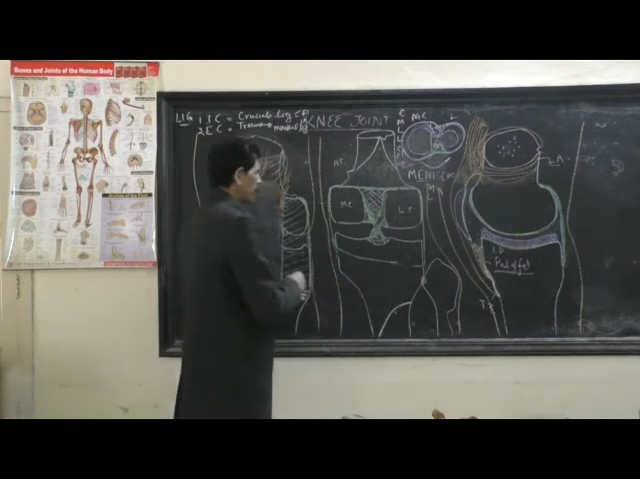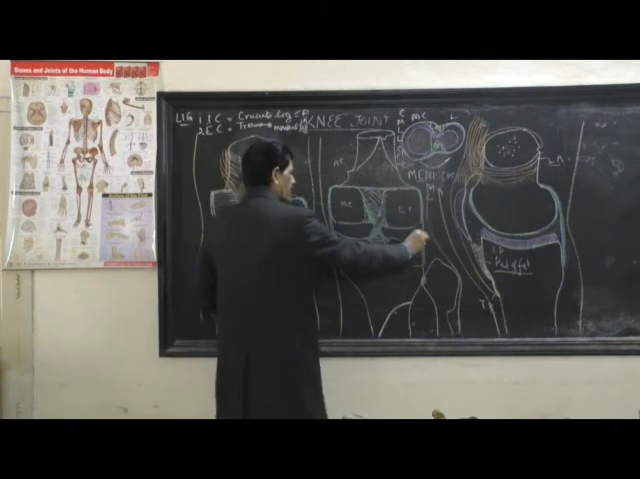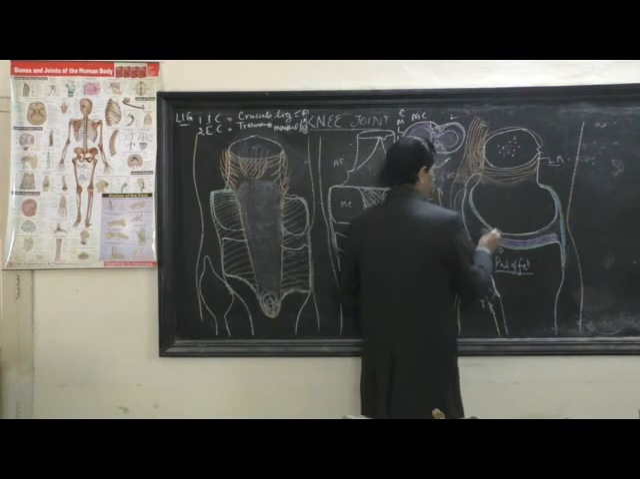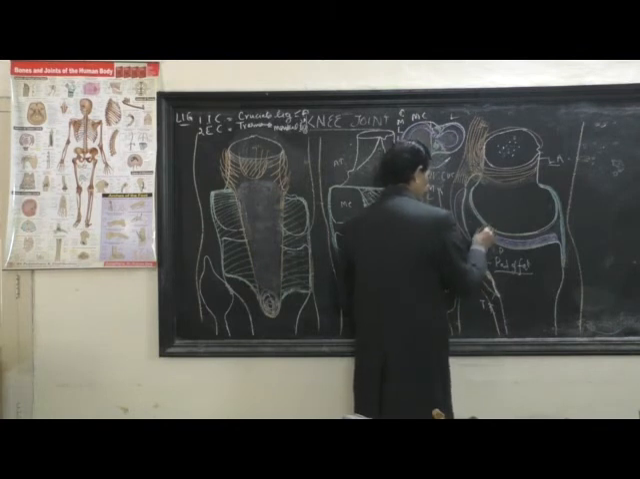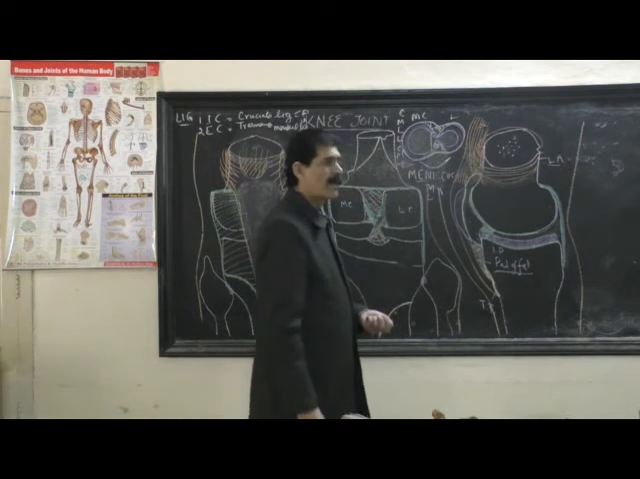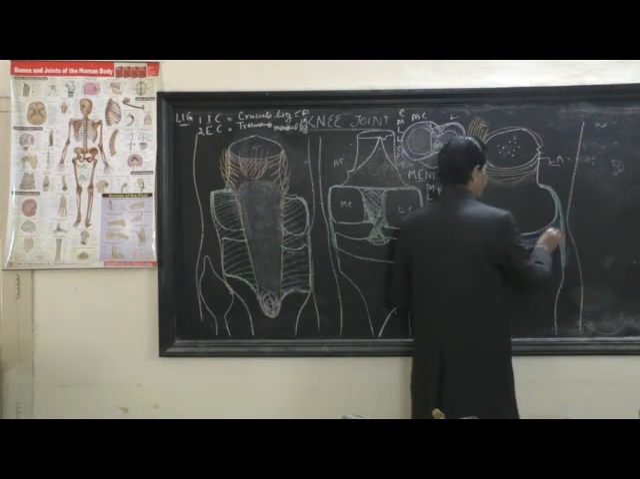So the synovial membrane is attached to the medial surface of the fibrous capsule internally. So this is how you can show the synovial membrane. Posteriorly also, the posterior cruciate ligament is covered by the synovial membrane.